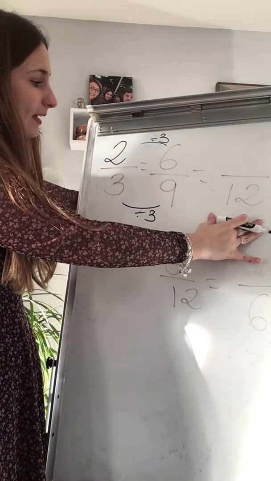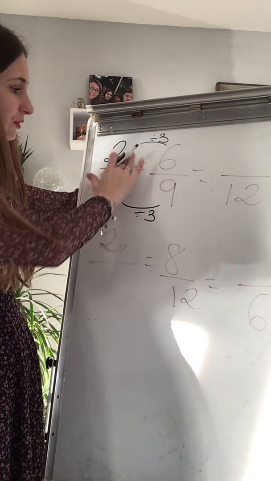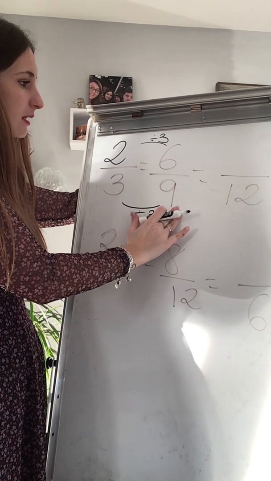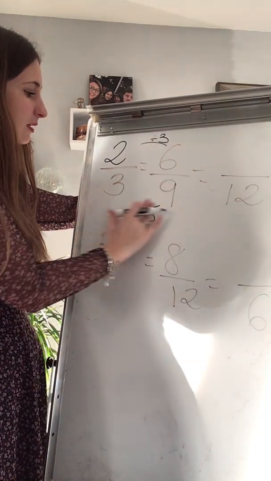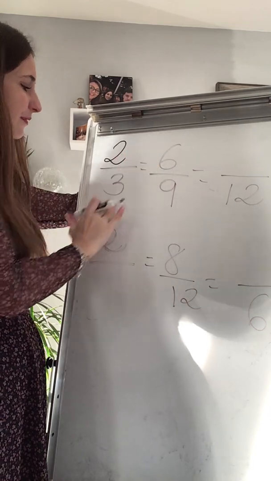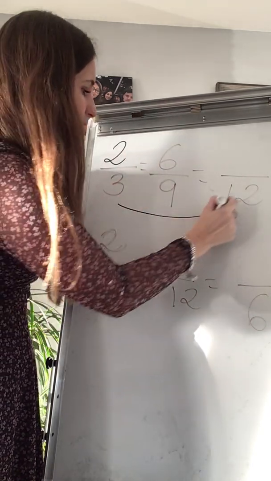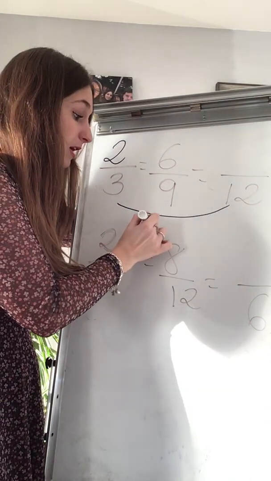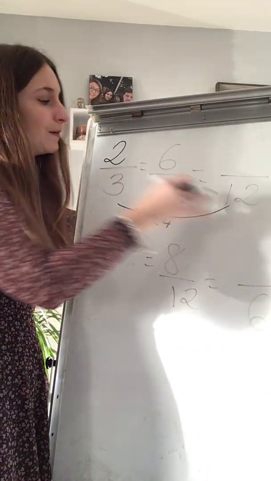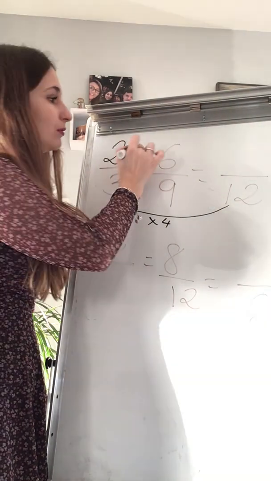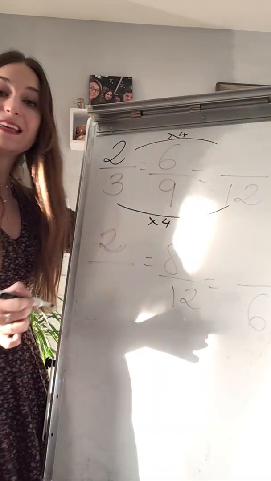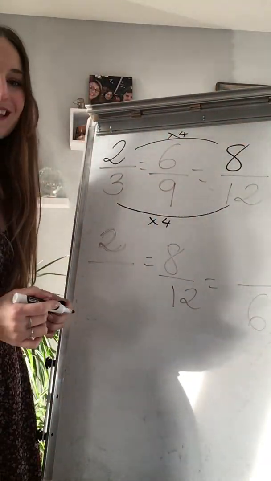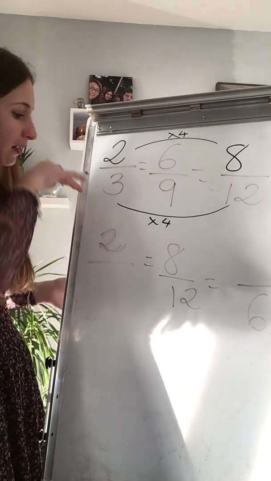Right, let's go here. I have 2/3. That is the same as 6 9ths. That is the same as something 12ths. Right, let me have a look. I have a 3 there and a 12 there. So how have I got that 12? 3 times 4 is 12. Then 2 times 4 is 8. Okay, happy? Let's move on to my next one.